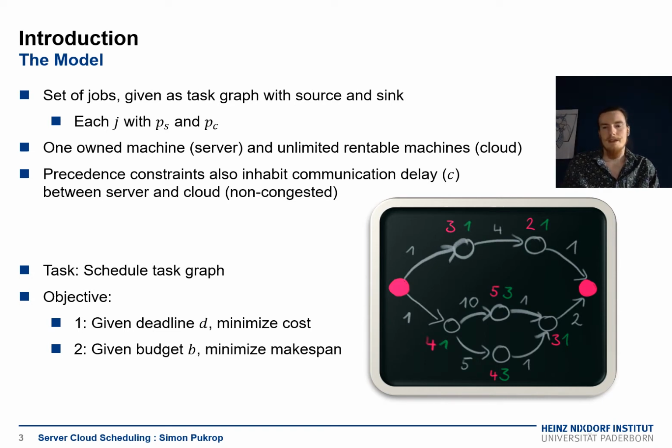Okay, and then as is typical with scheduling problems, the task is to schedule the task graph, and we have two different objective functions for that. One is, you have a deadline D, and you have to minimize the cost to schedule this, and the other is basically the other way around. You are given a budget B, and you have to minimize the makespan.